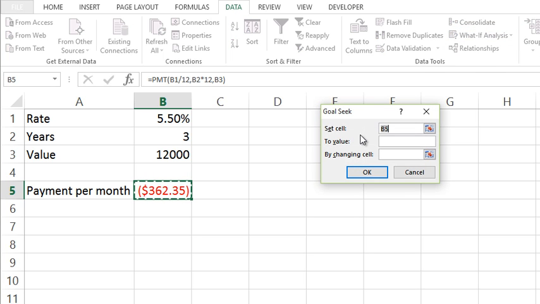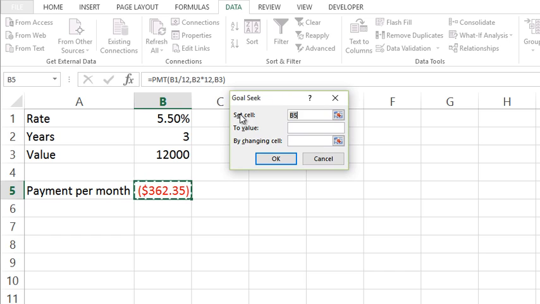And it has three things that you need to create in here. You have the set cell, which is the formula. You have the to value, which is the value you want to change that to. So I'd like that to go to -300. Now, it's a negative value because it's an amount of money we would owe. And I can see it's red and in brackets here, so it's a negative value. By changing cell, so it says, okay, no problem, I can do this. I can change your formula result to be -300, but what cell can I change in order to achieve that?